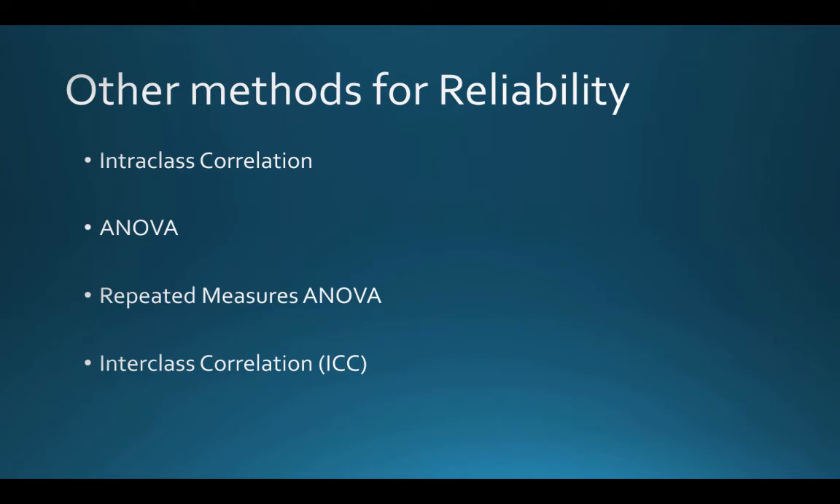So there are some other methods of reliability that we're going to talk about later, but I don't want to throw too much at you, and that's intra-class correlation, inter-class correlation values, ICC values with confidence intervals, ANOVAs, and repeated measure ANOVAs. ANOVA stands for analysis of variance. So we're going to get to that, but I want to give you this in little bites at a time.